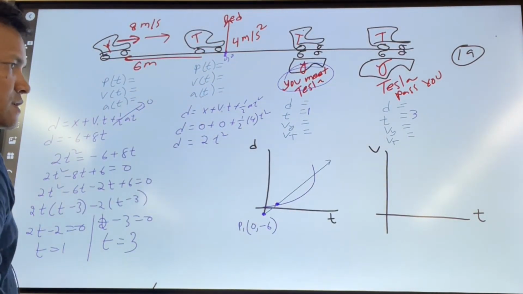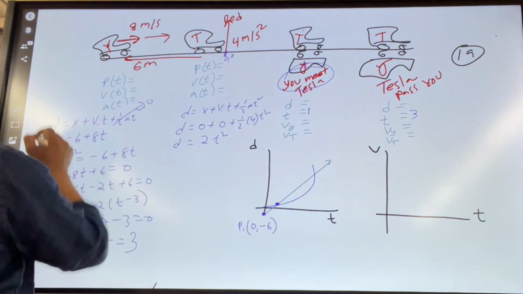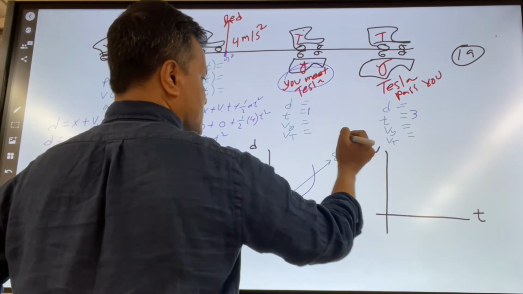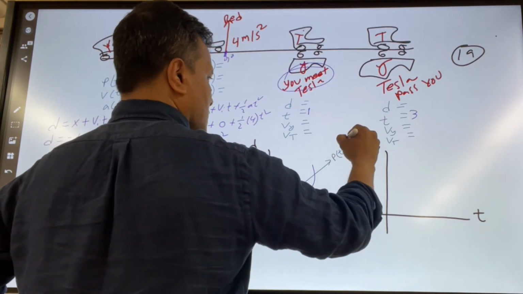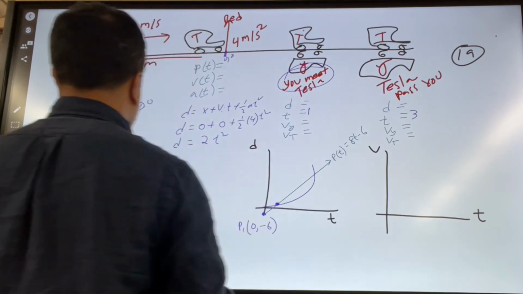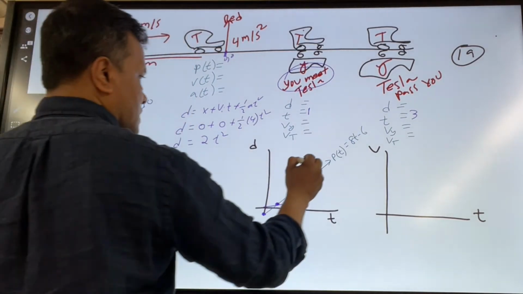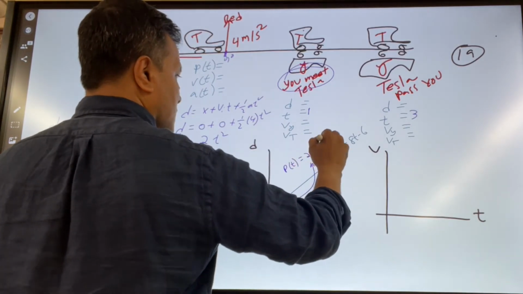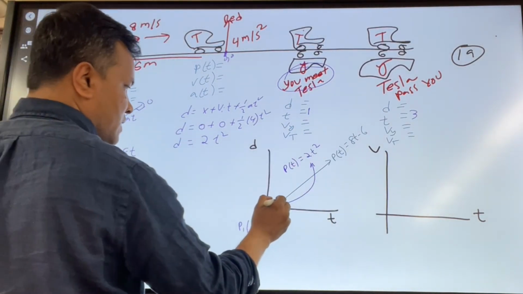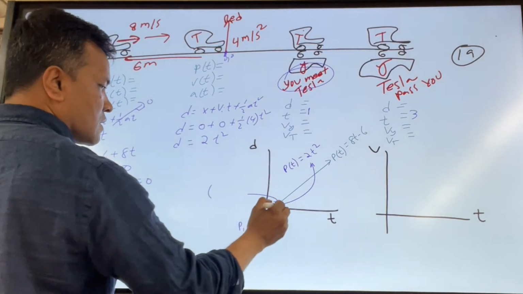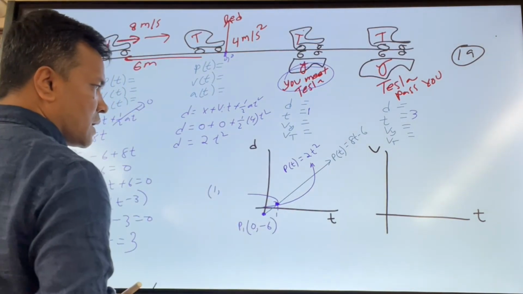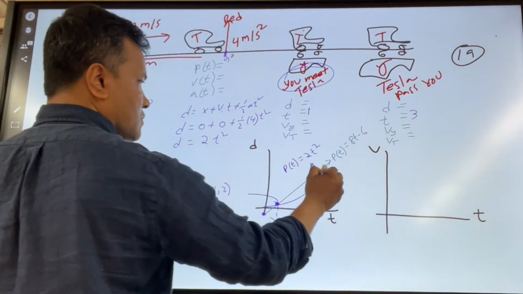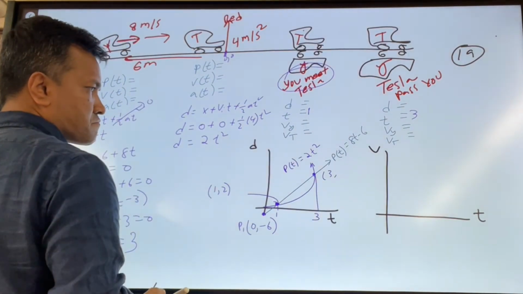Alright, so now we're going to find the distance, but before distance we want to write the position function. Your position function is 8t minus 6, and Tesla's position function is 2t square. So the coordinate over here is (1, 2), and the coordinate over here, this is (3, 18).